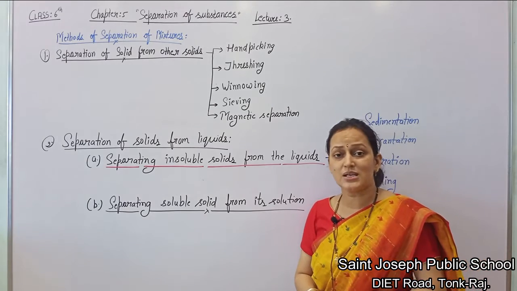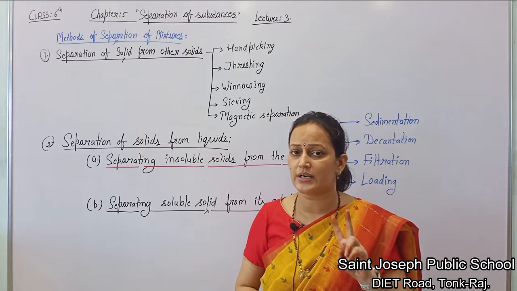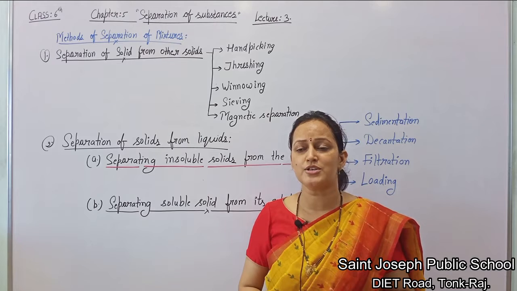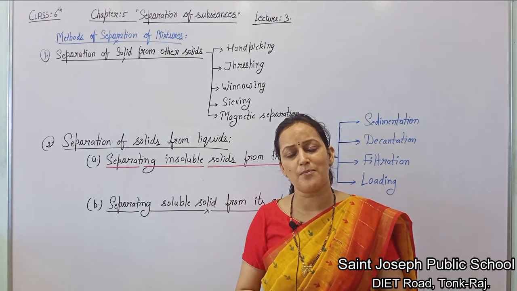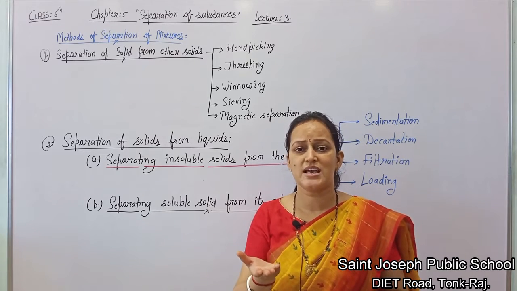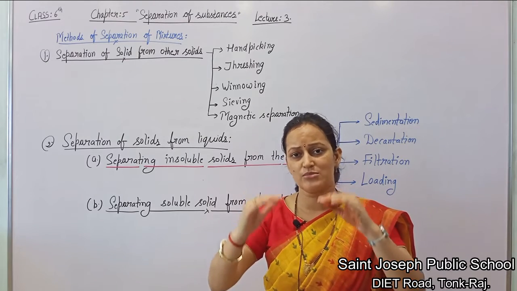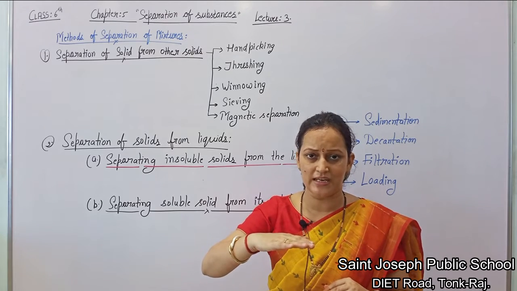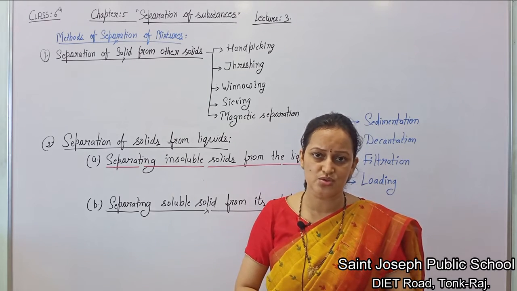What is sieving? Sieving is a method which is used to separate two types of solid components having a difference in their size. One component should be bigger and the second one should be small in size. So they can be separated by using a sieve plate, which has minute pores in it, small holes. When we pour a mixture over it, the bigger particles remain over the sieve plate and the fine particles come down, and get collected below, separated.